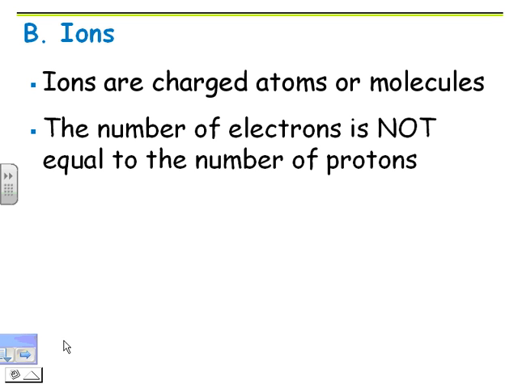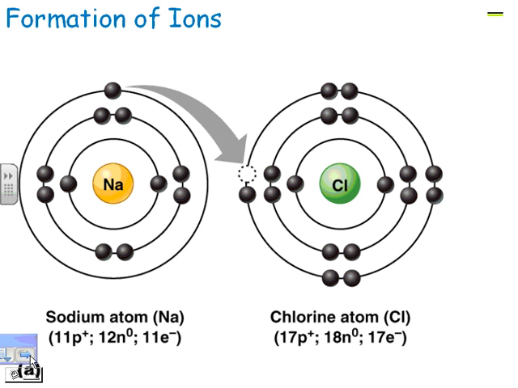So the number of electrons is not equal to the number of protons. For example, here's sodium. Sodium's got 11 protons, which means that it needs 11 electrons. Let's count them out: 1, 2, 3, 4, 5, 6, 7, 8, 9, 10, 11. So it's got 11 protons and 11 electrons, so that means it's even.